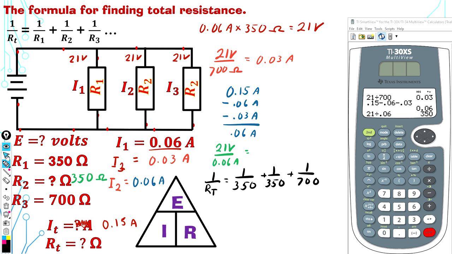With the calculators, it's real easy. Just do 1 divided by 350 plus 1 divided by 350 plus 1 divided by 700. I get my decimal. Then I do my 1 over x button, or my x to the negative 1. And so my total resistance equals 140 ohms.